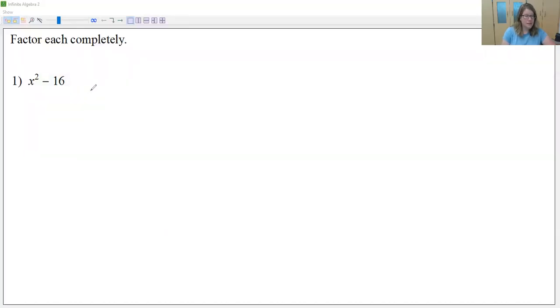All right, so today we are talking about factoring what's called difference of squares. Basically, when we are factoring, if we can find this pattern of difference of squares, we can just go ahead and write down the answer so we don't have to go through all the steps of factoring. So as you can see on number 1 here, we have x squared minus 16.